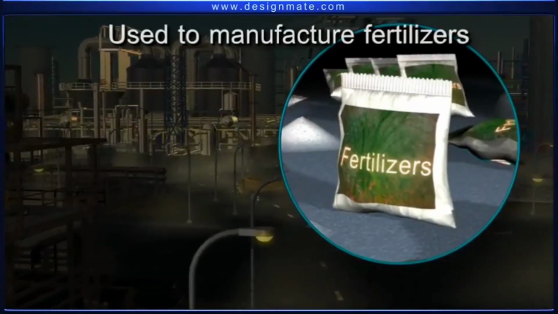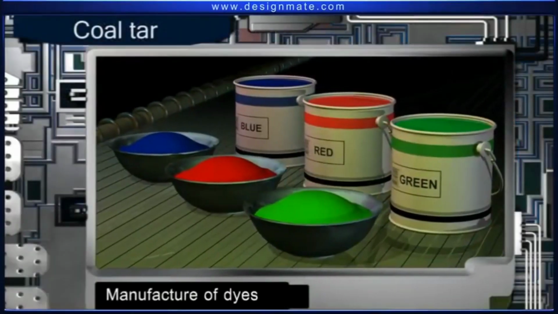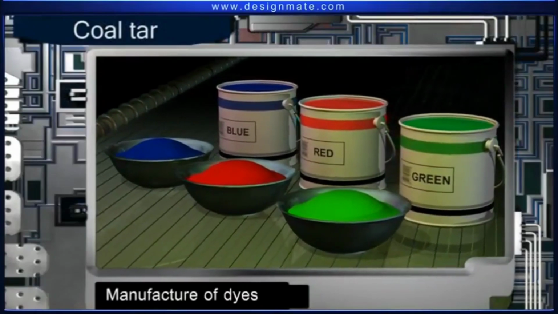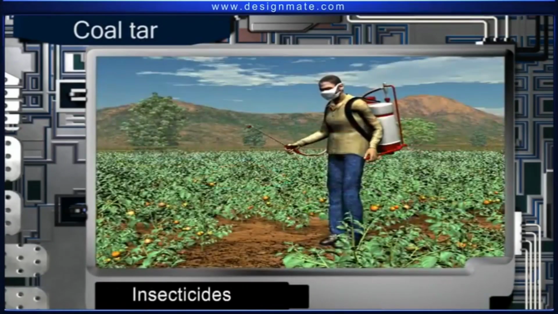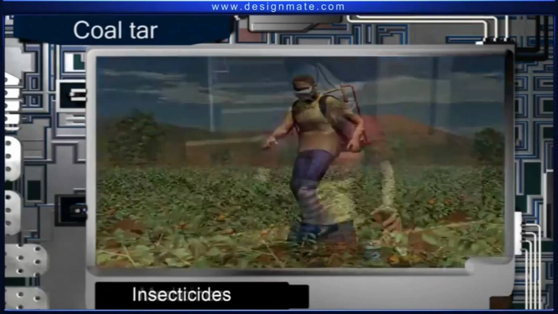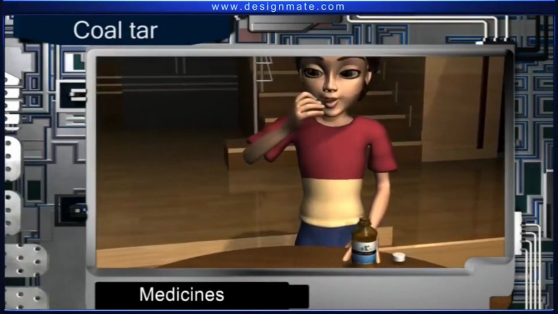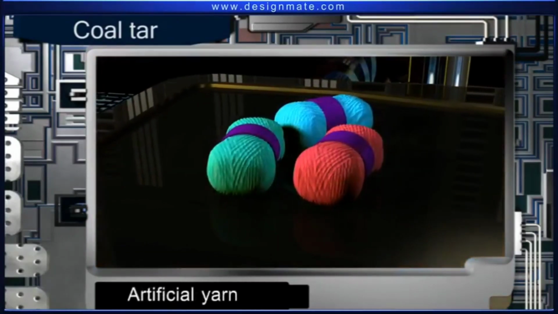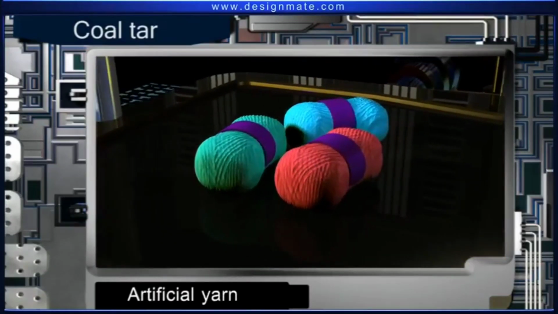The coal tar is also used in the manufacture of dyes, that means the colors we can make from it. Insecticides, or in medicines we use it. Artificial yarns.